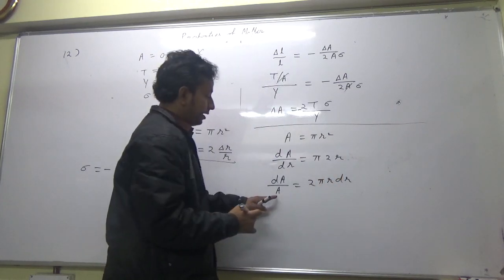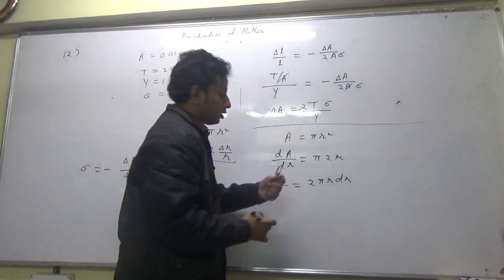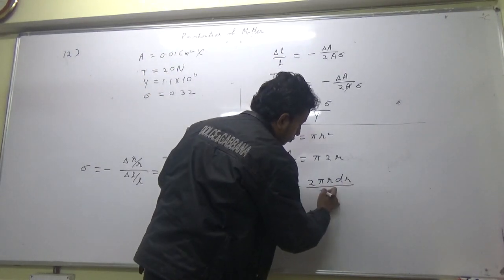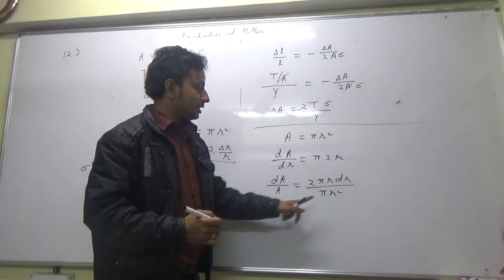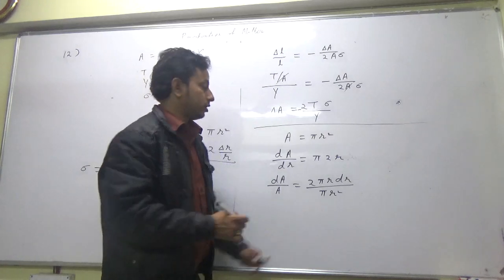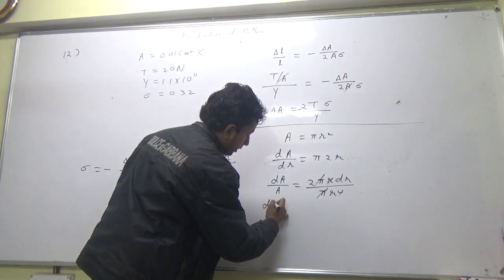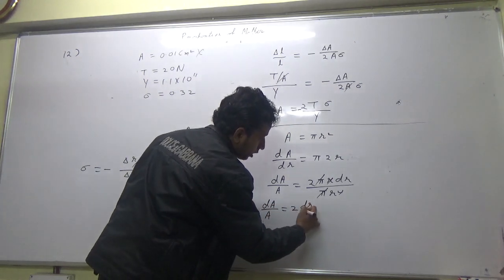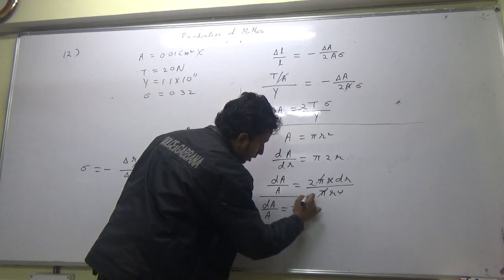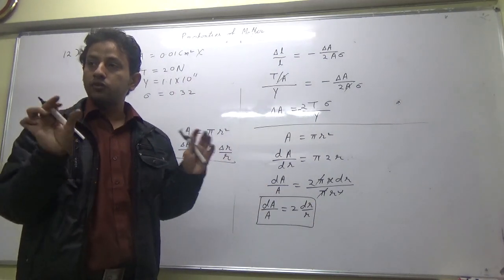Okay, if you divide by A on one side, on the other side we also have to divide by the area. Area is the same as pi r square. On one side we have written A, on the other side we have written pi r square. Pi cancels, one r cancels. So dA by A equals 2 times dr by r. This is the actual rule. This is the actual formula.